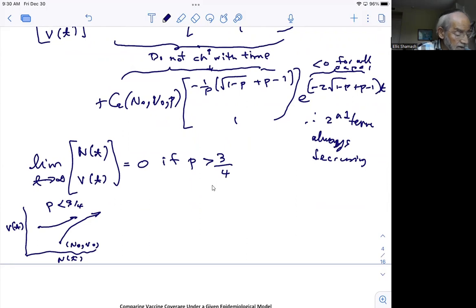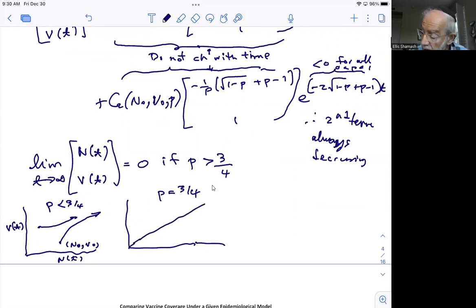It's gone. If, on the other hand, we have a p of exactly 3/4, then again, regardless of where we start, N0, V0, we'll end up on that line down the middle, right? So we start up here, we'll come down here, and so on. No matter where we start, it's going to come down to that line.